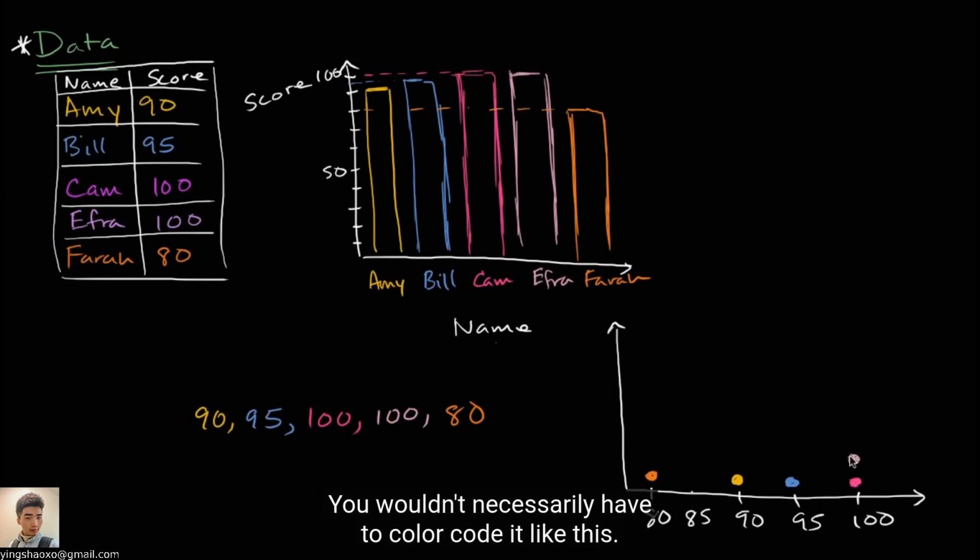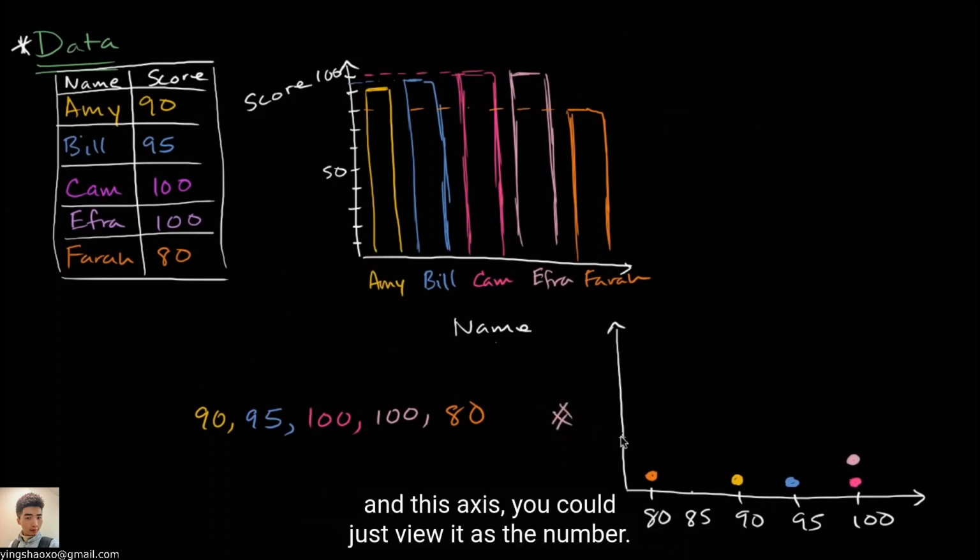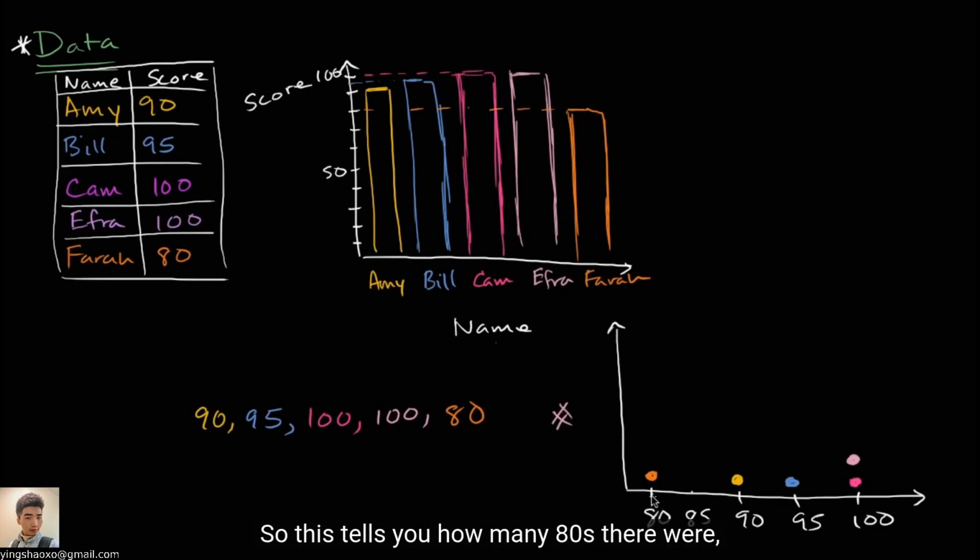You wouldn't necessarily have to color code it. So this is another way to represent it. And in this axis, you could just view this as the number. So this tells you how many 80s there were, how many 90s, how many 95s, and how many 100s. So this right over here has the same data as this list of numbers. It's just another way of looking at it. And once you have your data arranged in any of these ways, we can start to ask interesting questions.